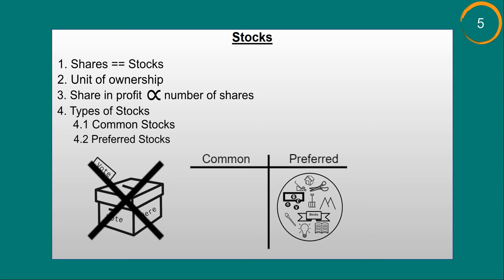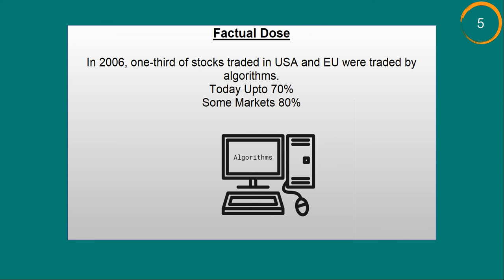Let's do a factual dose now. In 2006, 1/3 of all stocks traded in the USA and European Union were traded electronically by specifically designed algorithms without any human input. Today, it is estimated that around 70% of the stocks traded in US and EU markets are done by algorithmic programs. Some markets push that number to as high as 80%. Just goes to tell how much we are dependent on computers these days for trading.